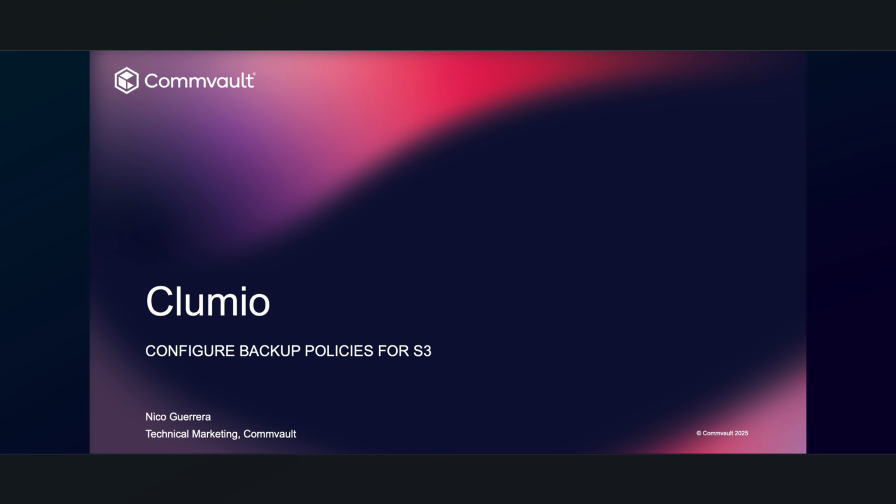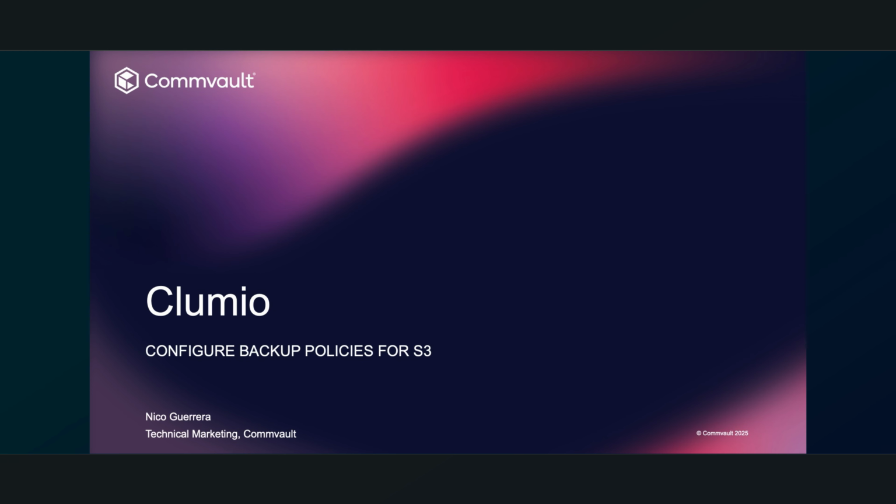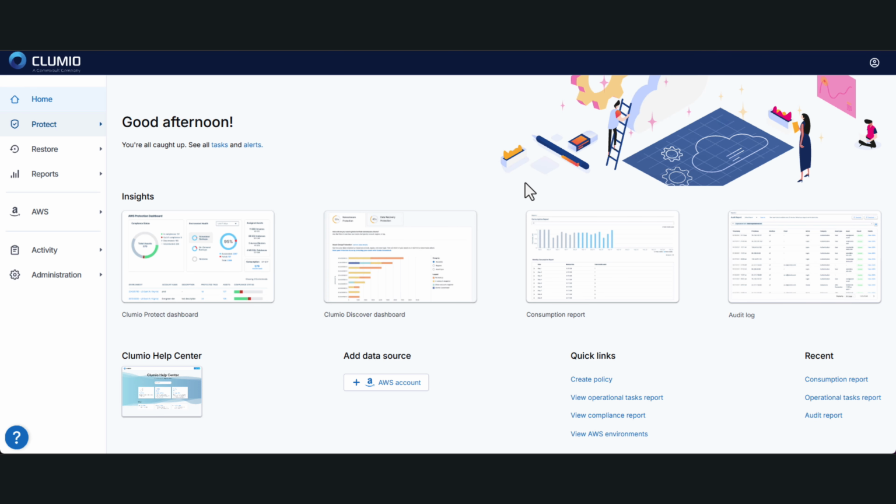In this demo, we will be showing you how to configure backup policies for S3 using Clumio Protection Groups. Protection groups allow you to efficiently manage backup policies across multiple S3 buckets by grouping them based on tags, prefixes, and storage classes. Let's create a protection group to protect our documents in an S3 bucket used by human resources.